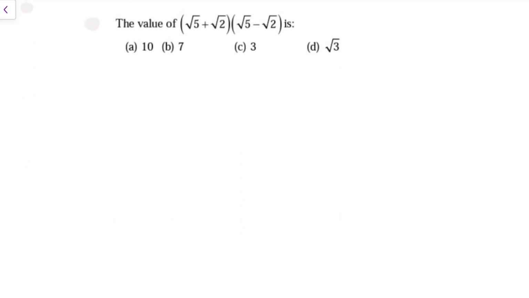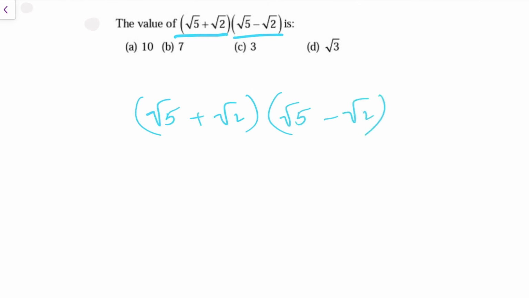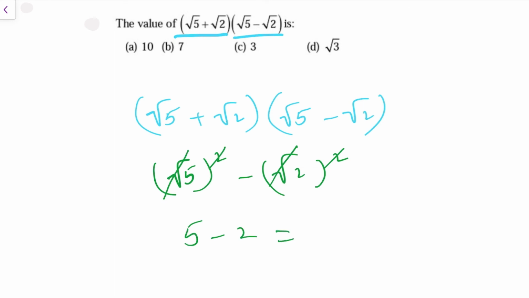Next question, what is the value of root 5 plus root 2 into root 5 minus root 2? If we observe this question, it is in the form of a plus b into a minus b. So a plus b into a minus b is equal to a square minus b square. So it becomes root 5 square minus root 2 square. Square and square root cancel, so we remain with 5 minus 2, which is 3. So option C is the correct option.